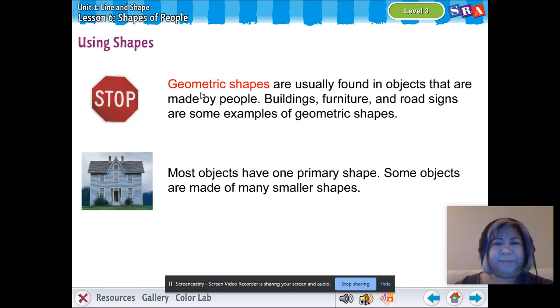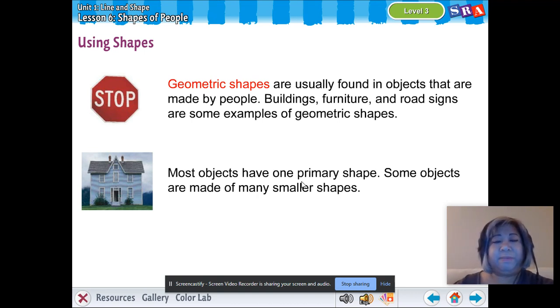So geometric shapes are usually found in objects that are made by people. So buildings, furniture, road signs, these are some examples of geometric shapes. Buildings are like squares and rectangles. Road signs, what shape is this? 1, 2, 3, 4, 5, 6, 7, 8. 8 sides, an octagon. Most objects have one primary shape.